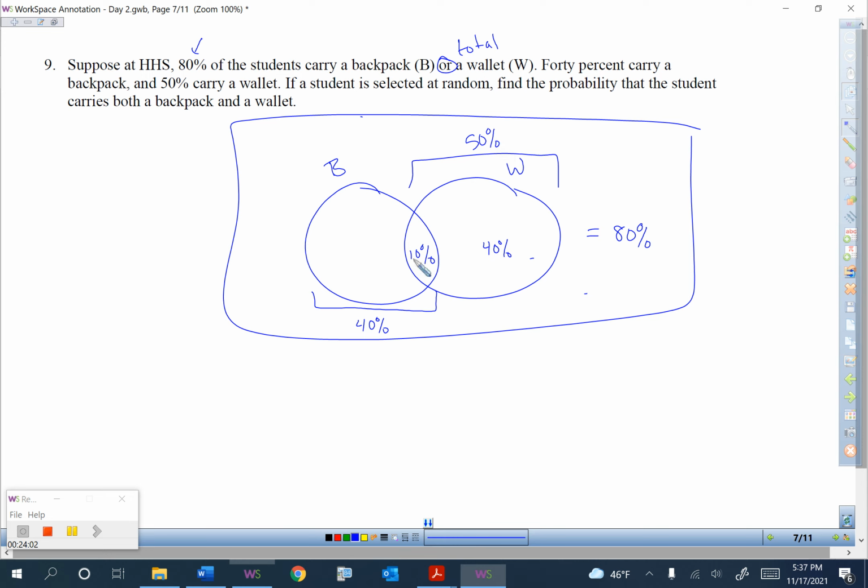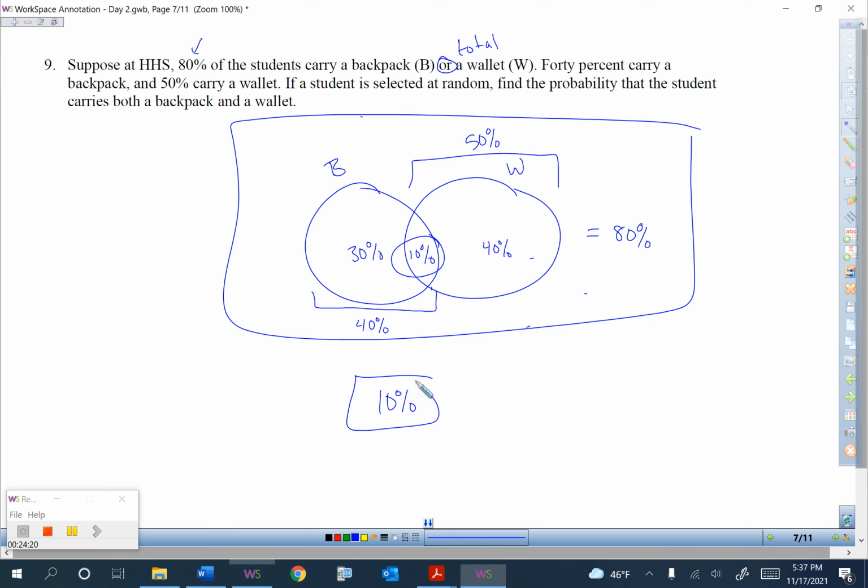And then if we go ahead and finish here, 40% was there, 10% in the middle, 30 here. And our question was asking, what was the probability that a student carries both a backpack and a wallet? Both is in the middle. That's our 10%. So we're going to put our final answer in a box.